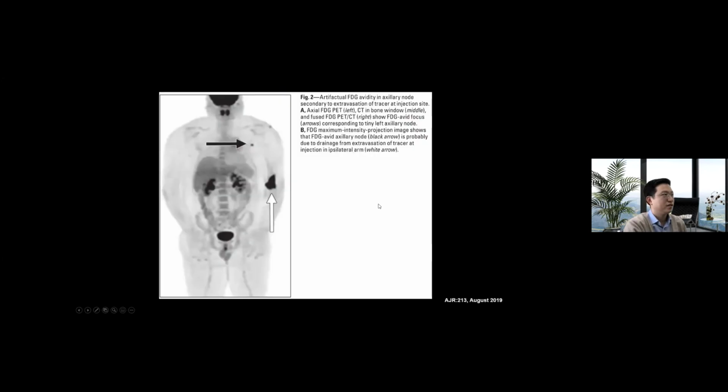It is very easy when you see the MIP image, because extravasation of FDG will lead to focal uptake in the axillary lymph node. So that is one interesting image from the previous paper. So that was it for the first part.